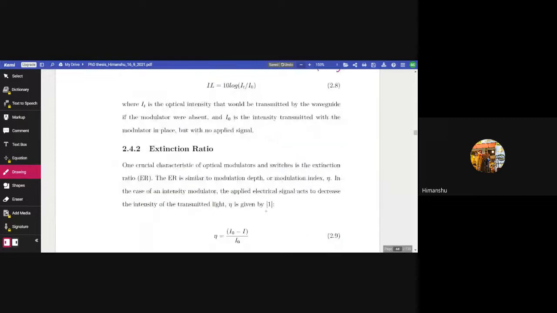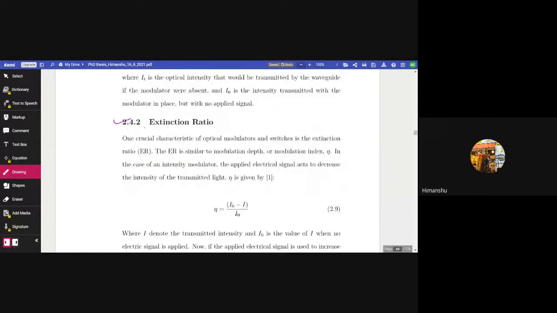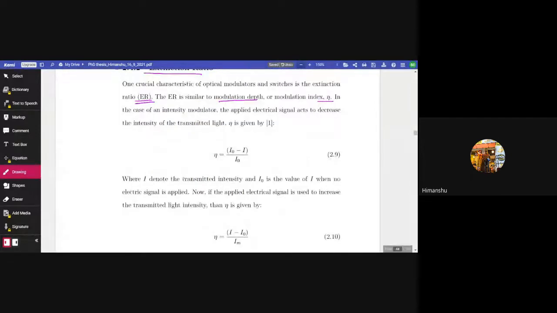Coming to 2.4.2, extinction ratio. One crucial characteristic of optical modulators and switches is the extinction ratio, ER. The ER is similar to modulation depth or modulation index eta. In the case of an intensity modulator, the applied electric signal acts to decrease the intensity of the transmitted light. Eta is given by eta equals (I_0 minus I) by I_0, where I denotes the transmitted intensity and I_0 is the value of I when no electric signal is applied.